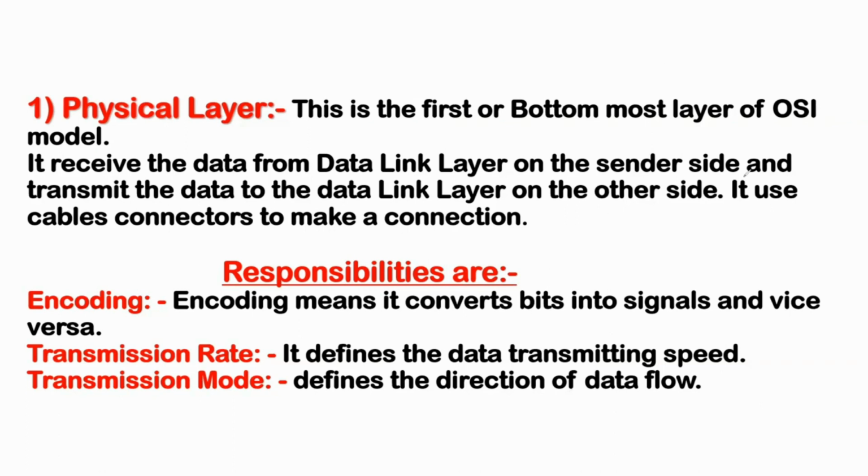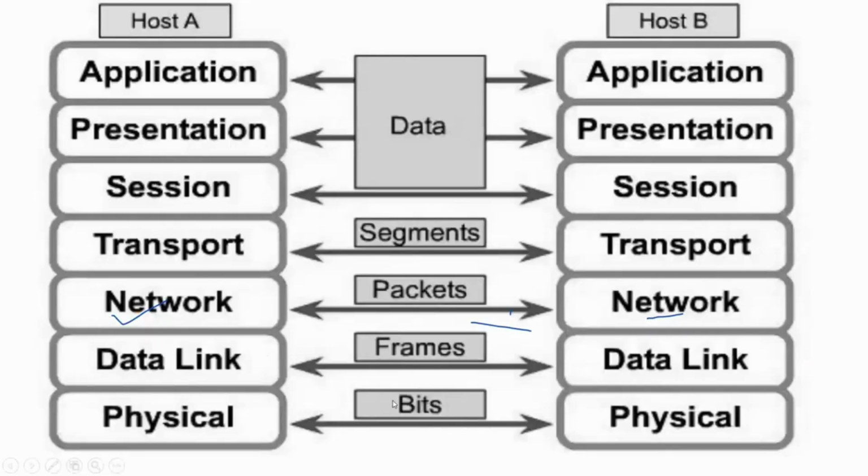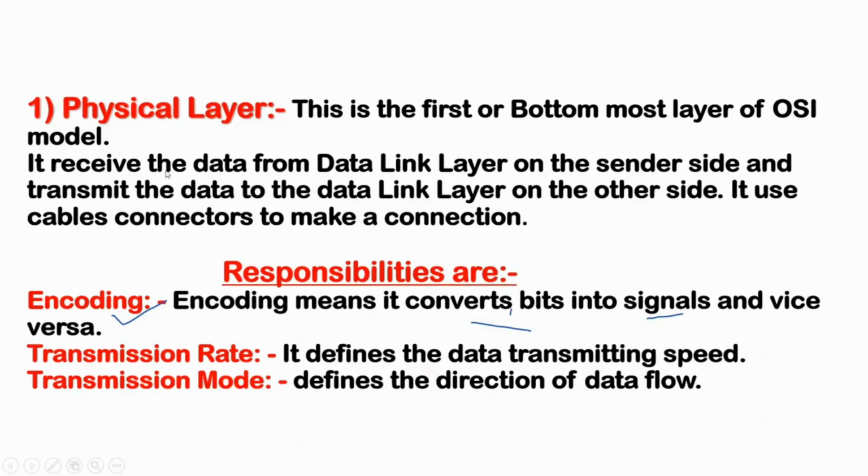What is the responsibility of this layer? The first responsibility is encoding. Encoding means it converts bits into signals. As we discussed earlier, the data unit in the physical layer is bits. This physical layer converts the bits form into signal form, because analog signals flow in the cable. On the other side it works vice versa, converting signals into bits.